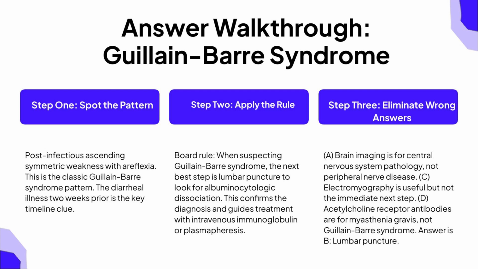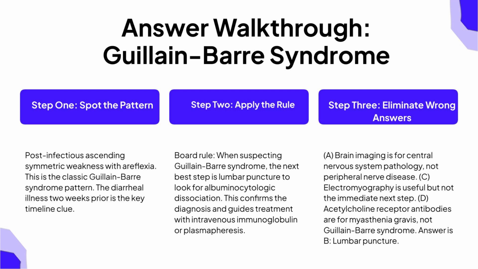We have post-infectious ascending symmetric weakness with areflexia. This is the classic Guillain-Barré syndrome presentation. The diarrheal illness 2 weeks prior is the key timeline clue that the boards are giving you. Step 2, apply the rule. When you suspect Guillain-Barré syndrome, the next best diagnostic step is a lumbar puncture to look for albuminocytologic dissociation, which means elevated protein with a normal white blood cell count.